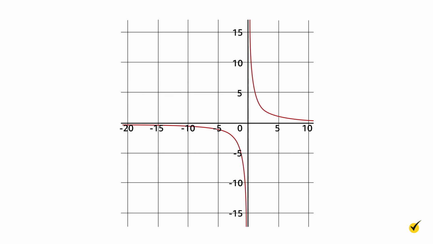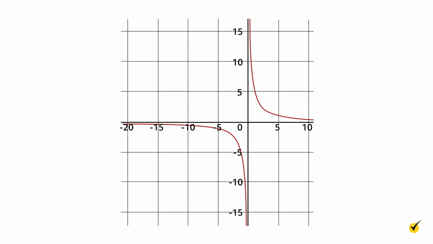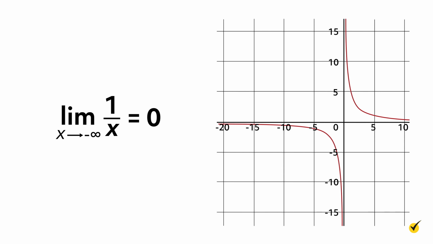Just from the negative side this time. We can check our intuition against the graph, which does in fact model this behavior. The further left we look, the closer the line again gets to the horizontal axis. So the limit as x approaches negative infinity of 1 over x is equal to 0.